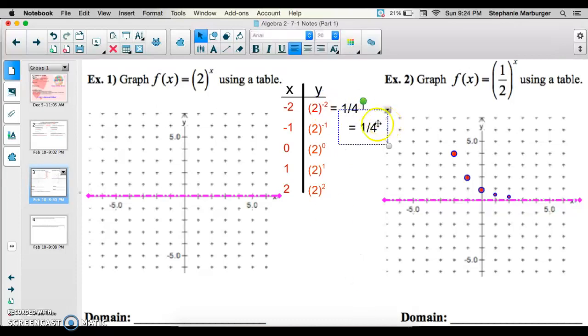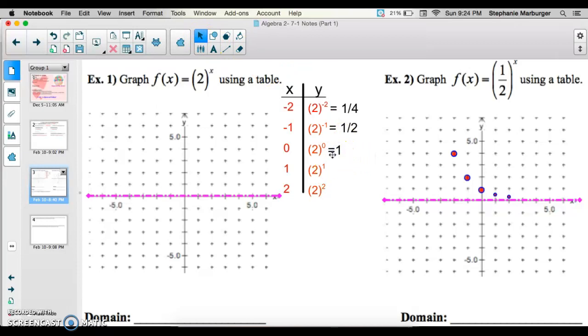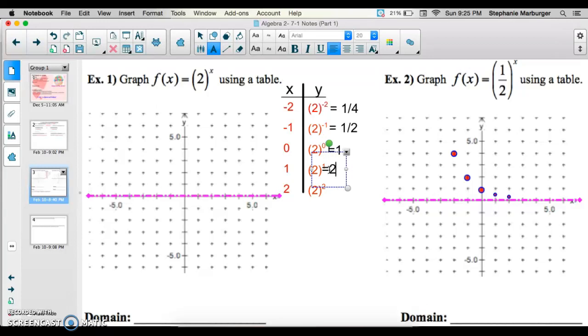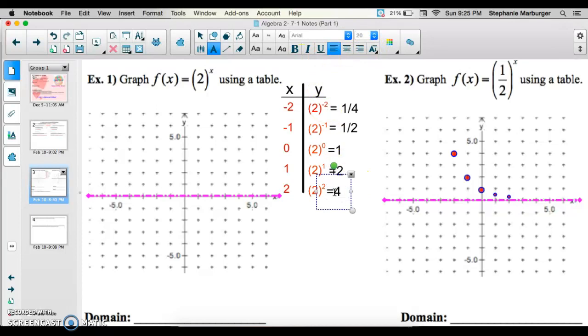Okay, so if we continue and do the exact same thing, so we have 2 to the -1st power, so that's going to be 1/2. Then we would have 2 to the 0 power. Anything raised to the 0 power always equals 1, 100 out of 100 times. So that one is very simple. And then we have 2 to the 1st power. So that is equal to 2. And then 2 squared obviously is 4.